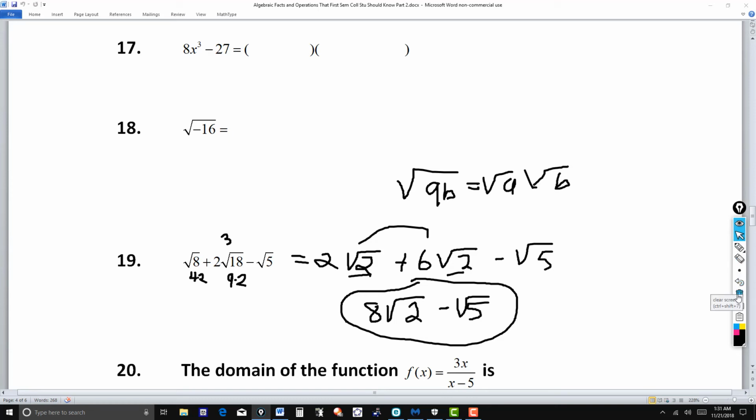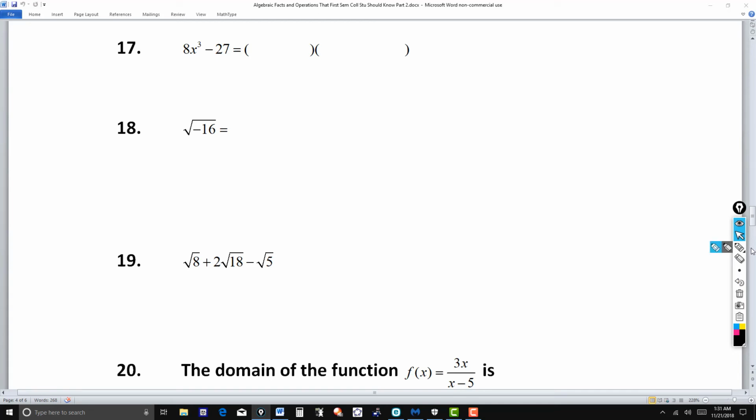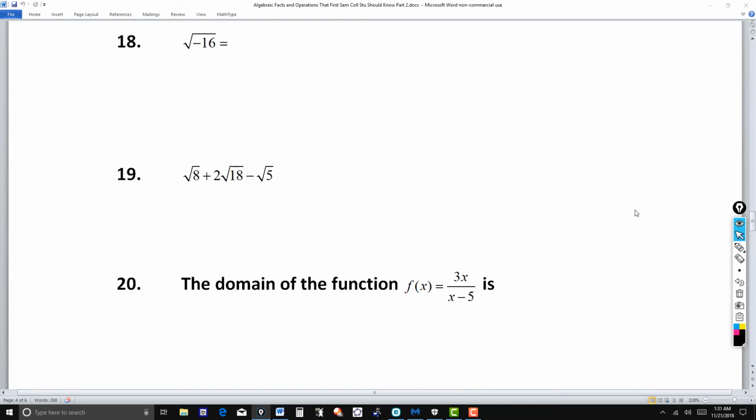And then the last one that I have for this video is the domain. The domain of the function f of x equals 3x over x minus 5 is. Okay, so basically the domain has to do with what are the permissible replacements for x. Okay, what values can you replace the x by? And you are allowed to replace it by any number that generates a number. Okay. So you don't want to replace it by something that gives you division by 0, because that's undefined.